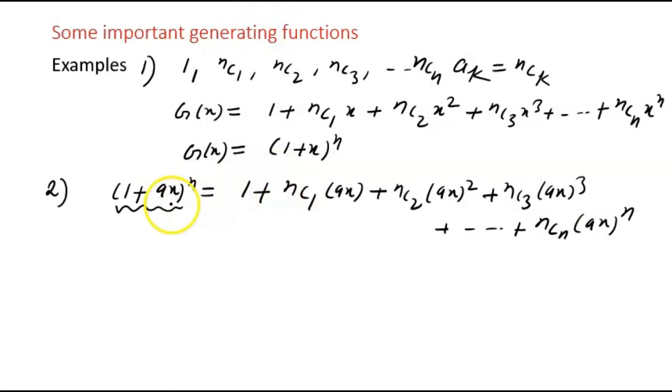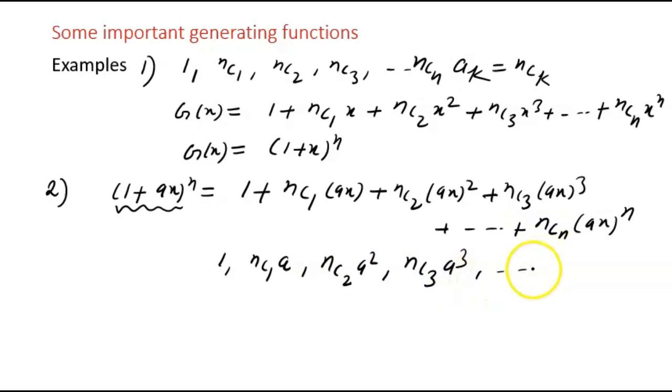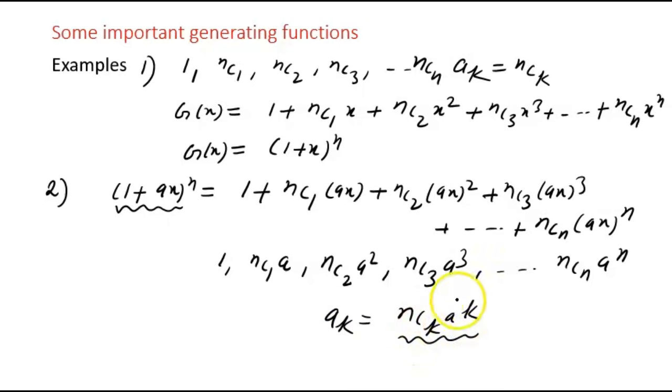So the sequence that we are able to generate with the help of this generating function is what? It is 1, nC1 a, because the coefficient of x is nC1 along with a. The next term is nC2 a square. The third term is nC3 a cube, and the last term is nCn a to the power n. So I can write the general term, that is a_k, as nothing but nCk a to the power k. So this sequence is generated with the help of this generating function.